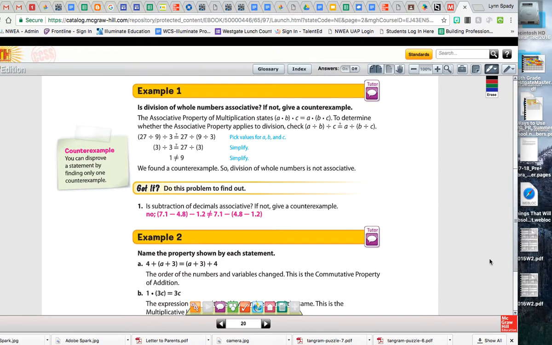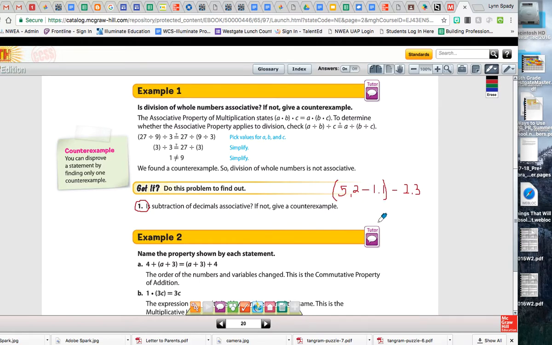Okay, looking at example 1, it asks whether subtraction of decimals is associative. If not, give a counterexample. So we know subtraction of any numbers is not associative, but let's just give an example with decimals. So we'll say 5.2 take away 1.1 take away 2.3. Okay. And what the associative property says is that I could group these two together.